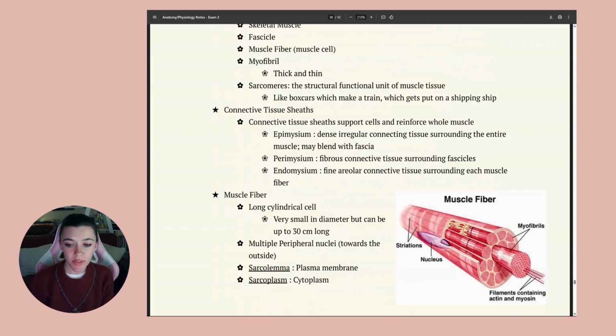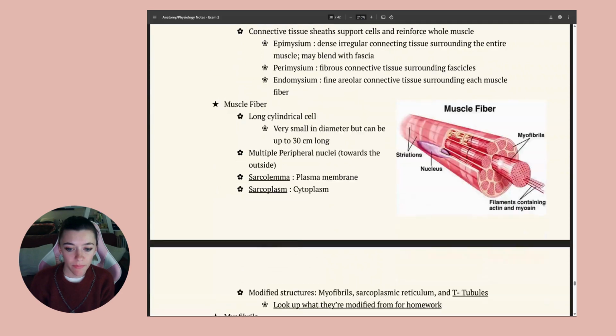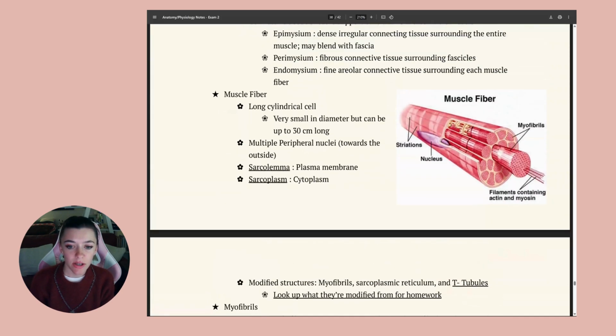So it is a long cylindrical cell. It's very small in diameter, but can be up to 30 centimeters long. So very long, very small. It has multiple peripheral nuclei towards the outside, and has the sarcolemma, which is the plasma membrane, the sarcoplasm, which is similar to the cytoplasm, so you can remember it that way. And then there are multiple modified structures, which are your myofibrils, your sarcoplasmic reticulum, and T-tubules.